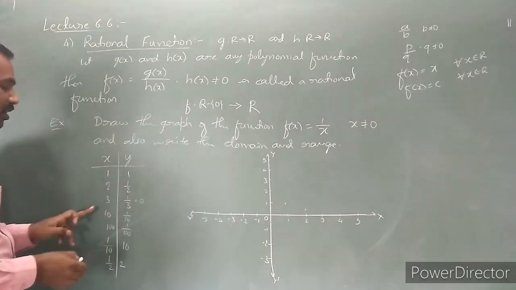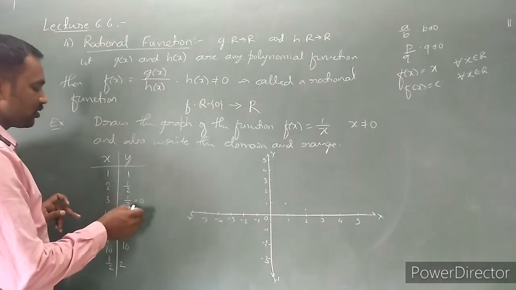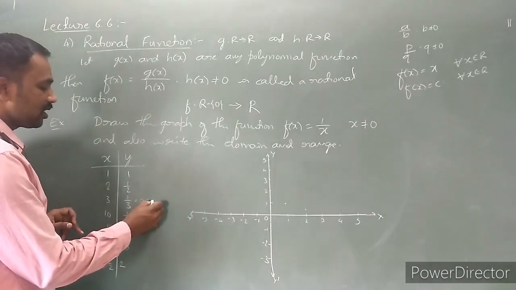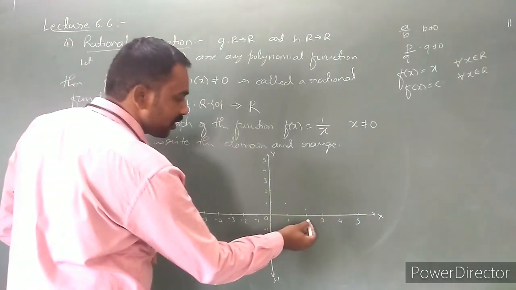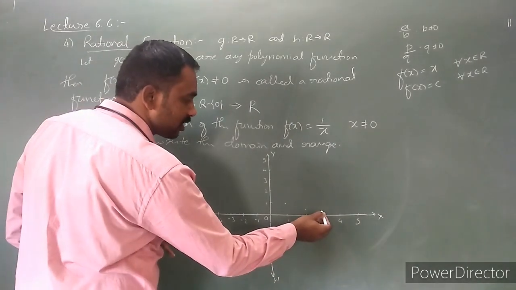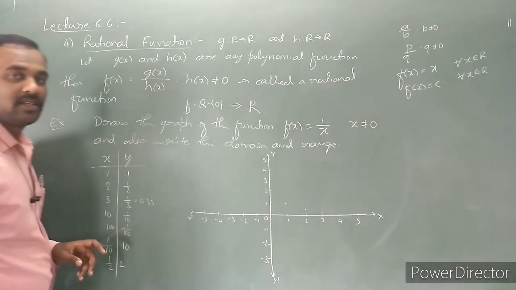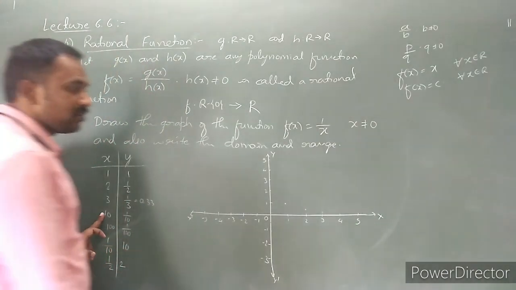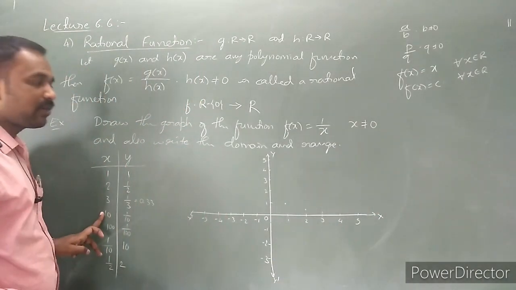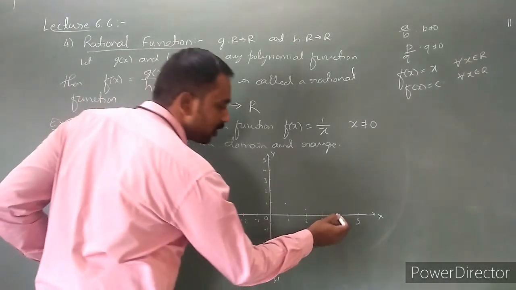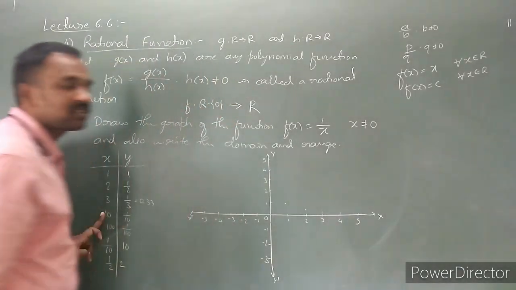How much is 1 by 3? The value is 0.3333, so we carry 0.33. Here it is 0.5, and here 0.33. Is 10 very close? Or we will just take 1 by 4. What is 1 by 4? It is 0.25, very close to the x-axis.